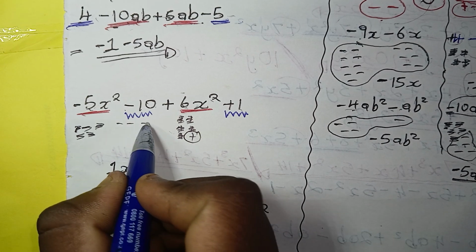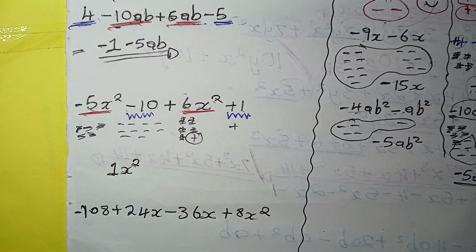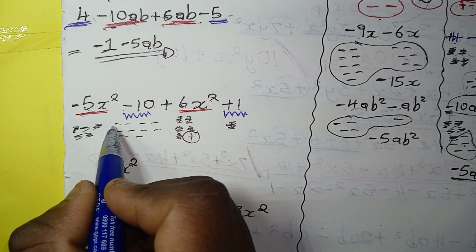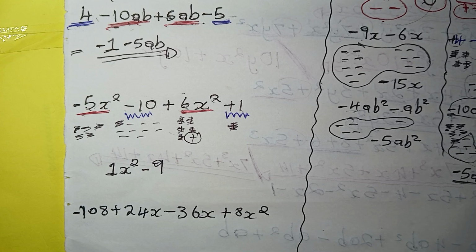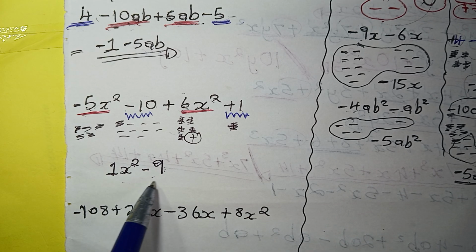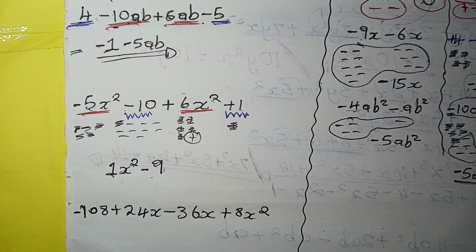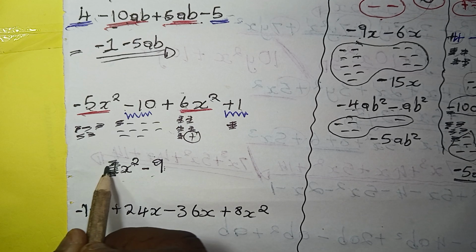I got 1, 2, 3, 4, 5, 6, 7, 8, 9, 10. Here I got only 1 positive. So this will fight that one, meaning here I will only be left with minus 9. So here you can leave your answer like this. But remember, it is unnecessary for you to put that one. This one, it will become an invisible one.